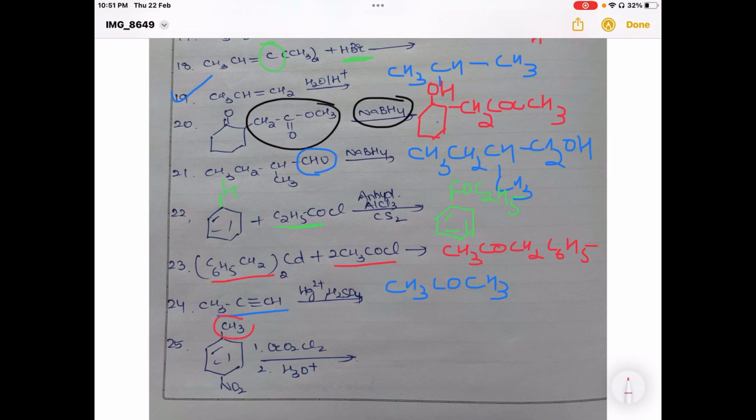Last, the 25th reaction, it is an Etard reaction. In the Etard reaction, the CH3 part in the presence of CrO2Cl2 and hydronium ion changes to an aldehyde part. Why is aldehyde formed here? Because of the geminal reaction intermediate.